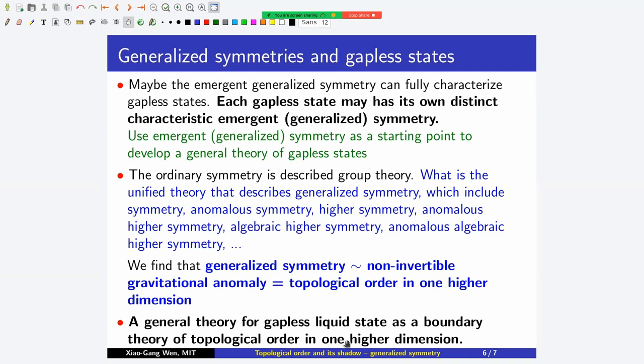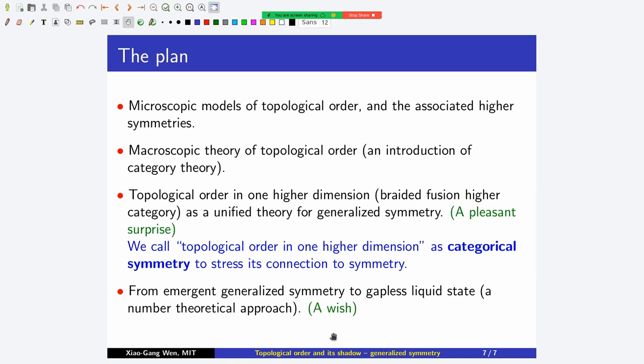So therefore, this study of a gapless state became a study of a gapless boundary of a topological order. So these two things may be very, very closely related. So that is basically kind of a picture and a program. We will see whether it works. At the moment it's just a beginning, so we hope we can run through it and see whether it can lead us somewhere.